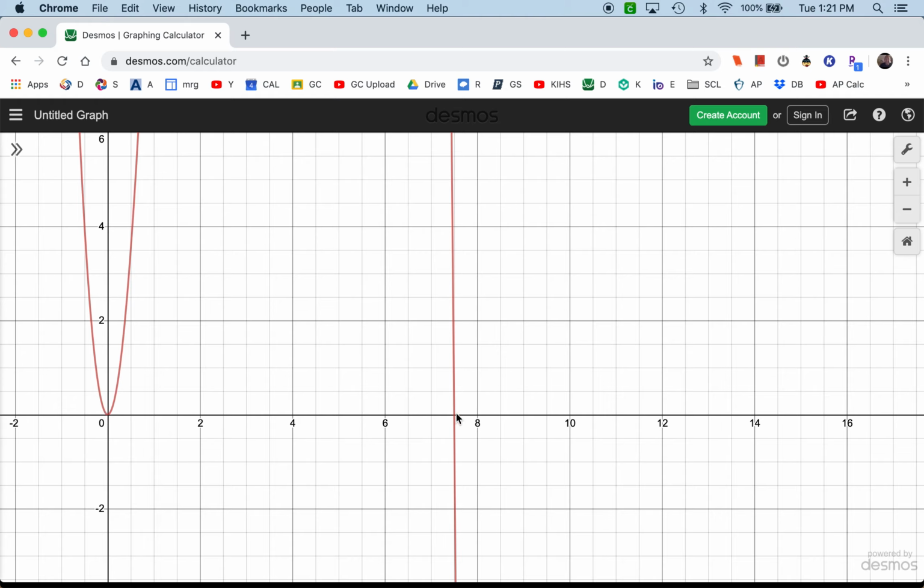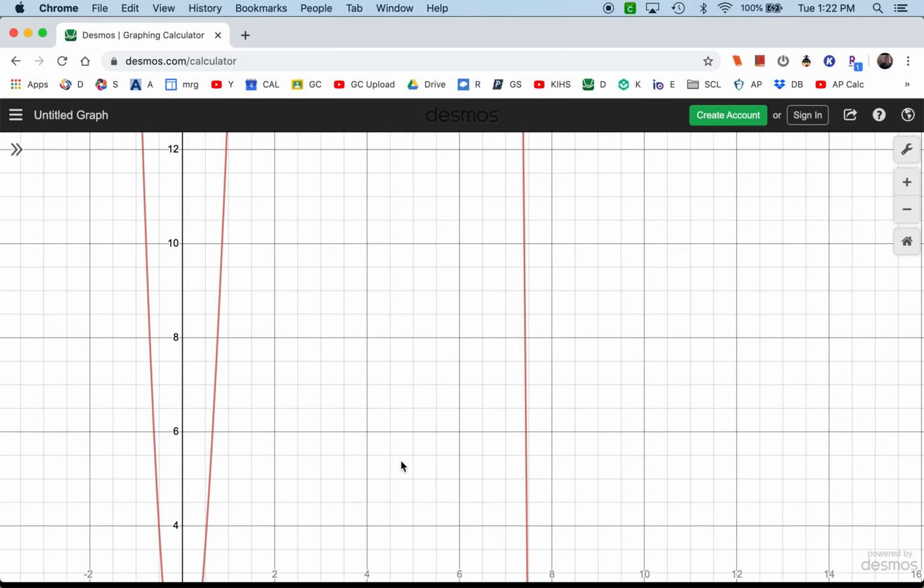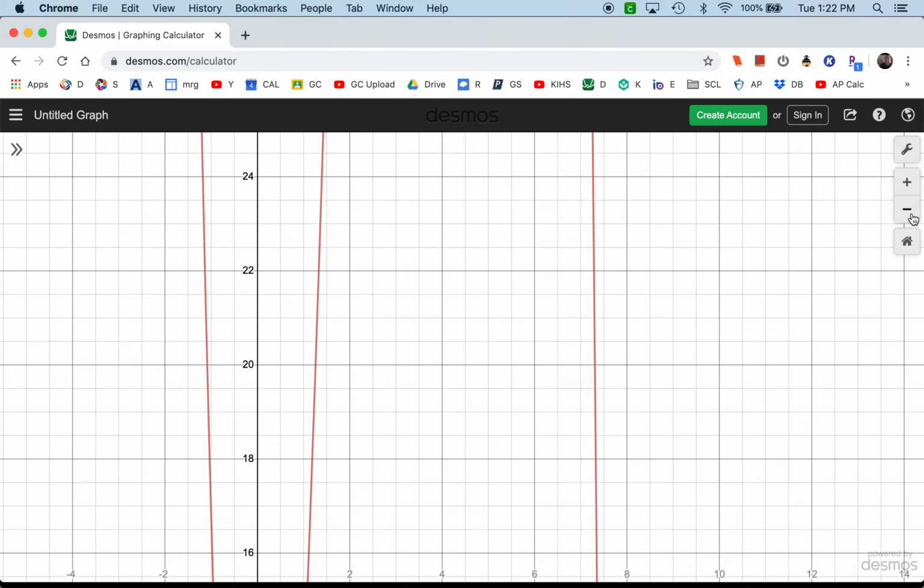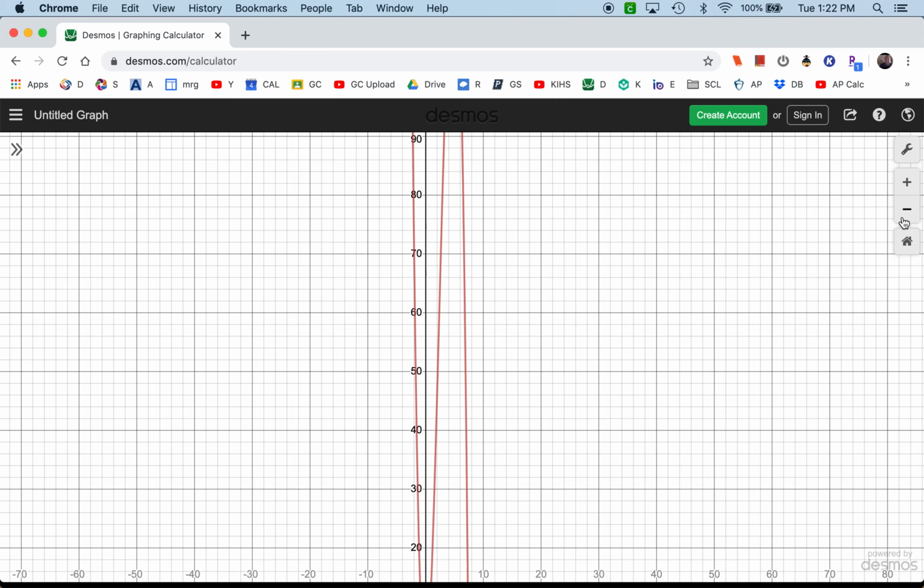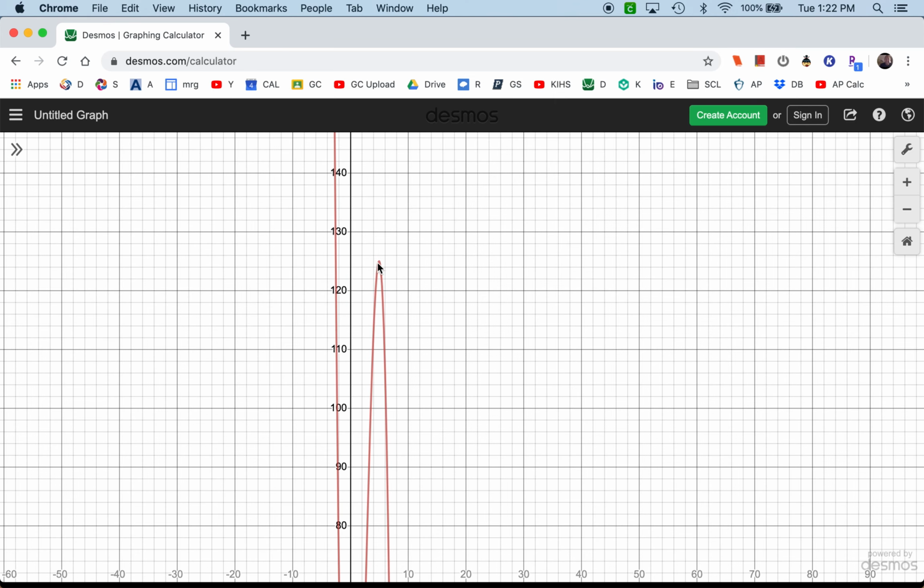And I also see here at like 7, not quite 7.5 or whatever it is. But I'm looking for the vertex up here. Now I could change the values of the scale, but this one doesn't seem like it's too outlandish to actually get to the vertex. So there it is. And so I get 5 and 125 as my answer. So what does that mean if it's 5 and 125? So there's my vertex.